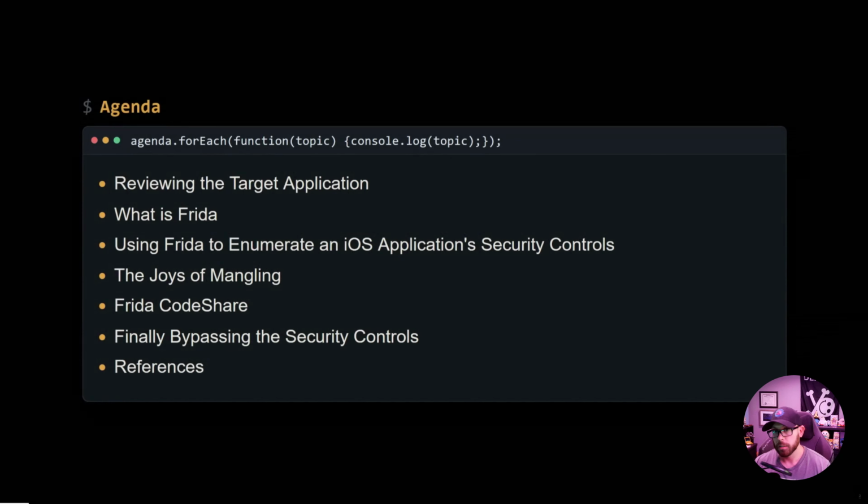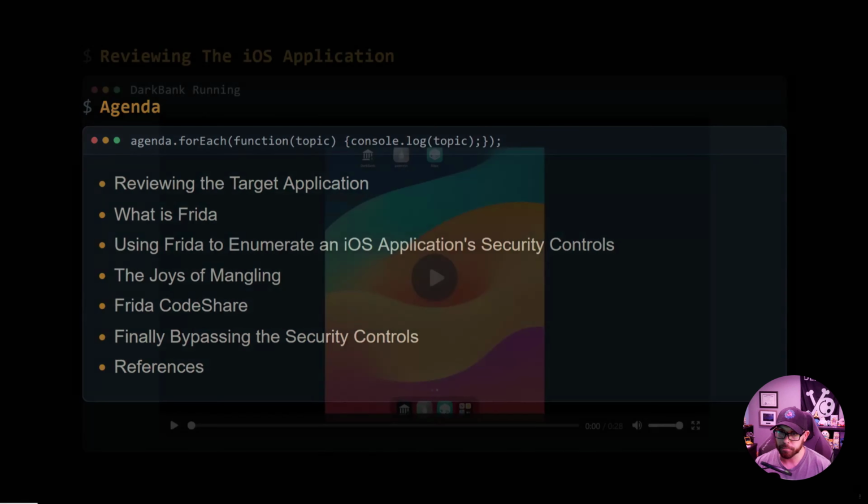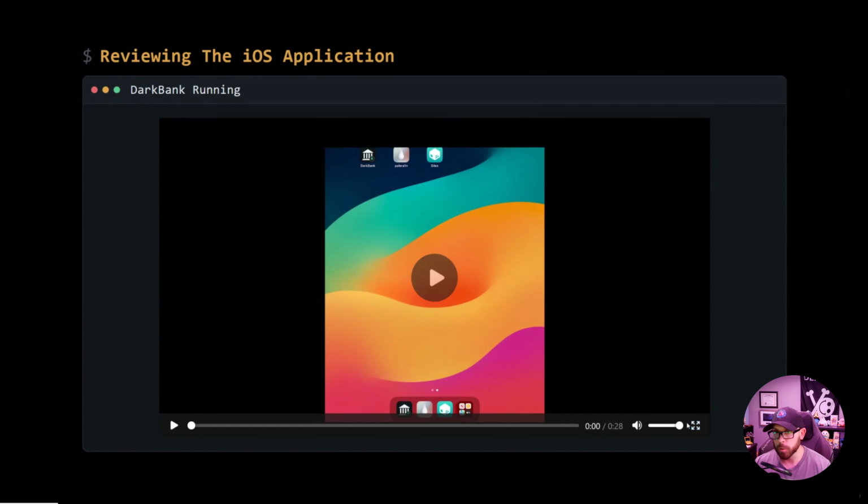So, the agenda for this presentation is we're going to review a target application that I built that's meant to emulate a recent pen test. We're going to talk about Frida and then use Frida to enumerate an iOS application's security controls. Talk about mangling, look at Frida CodeShare, and then finally bypass those security controls, and then some references to wrap things up. So let's take a look at this application.